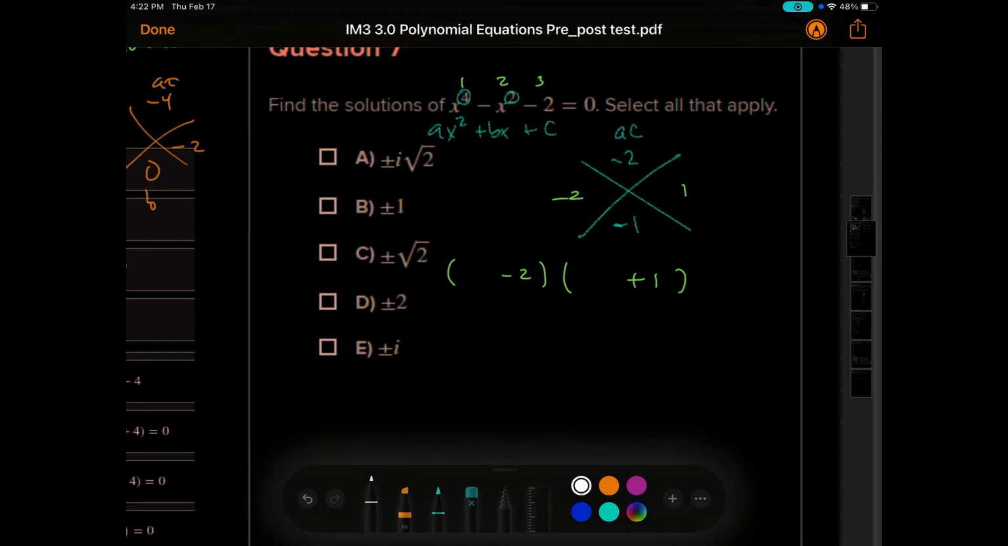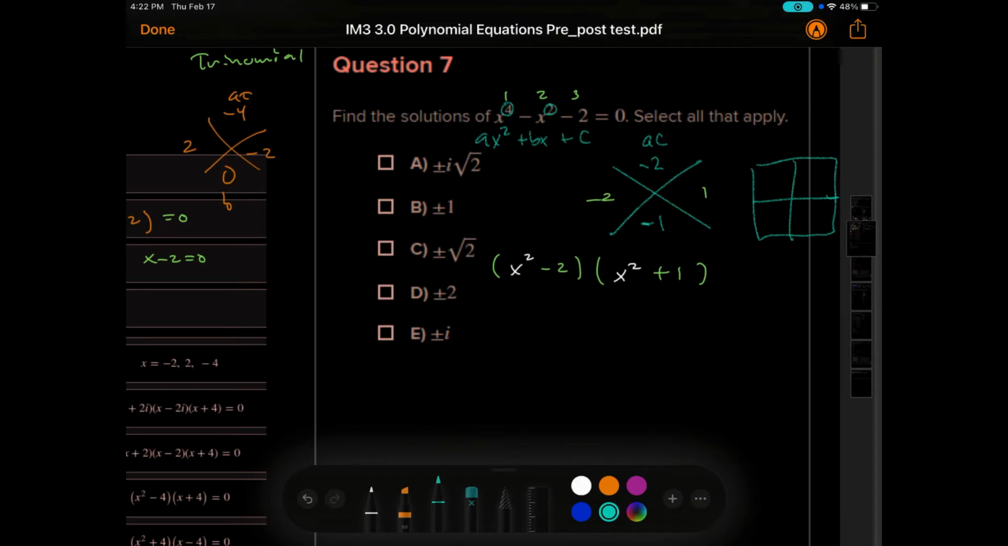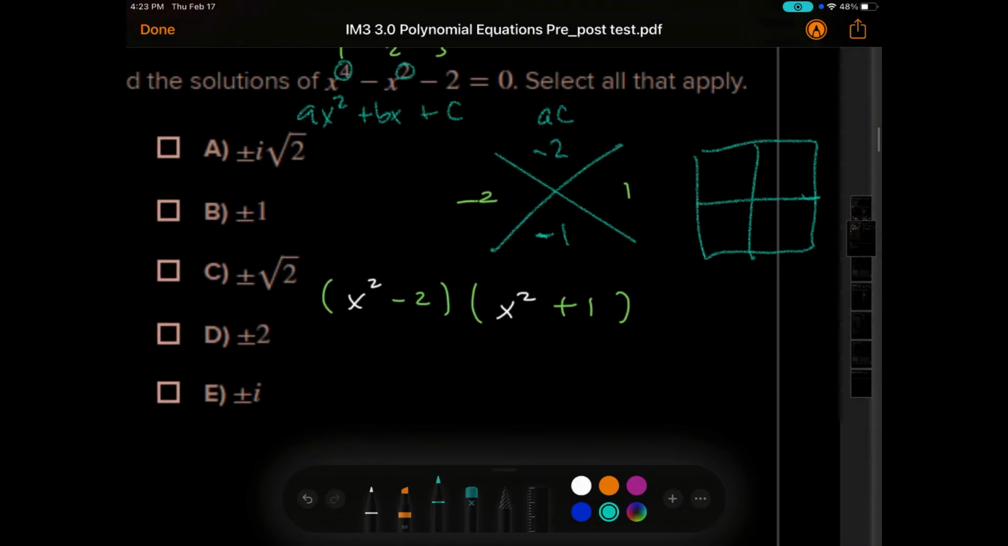Now pay attention, this is new to you. Instead of writing x there, you're going to write x squared. And the reason why this works, this is why the x box method or area model works. So the first term always goes in the top left. The last term, the c value, always goes in the bottom right. Now this has split the middle term. -2x squared plus 1x squared equals -1x squared.